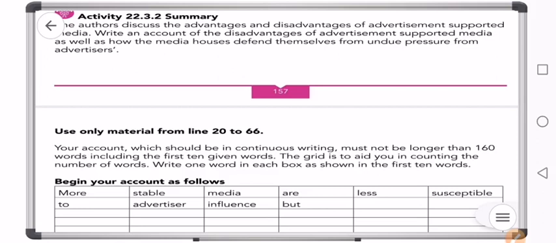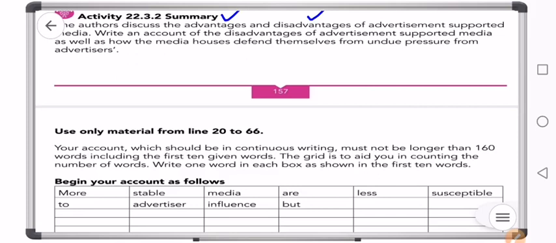So I am going to teach you today. Suppose you didn't read this passage. Of course, I know, but I want you to listen to me. As I read this summary question, you notice that already, even before attempting to read the passage, you already know what was actually happening in it. Let me read. The authors discuss the advantages and disadvantages of advertisement supported media.